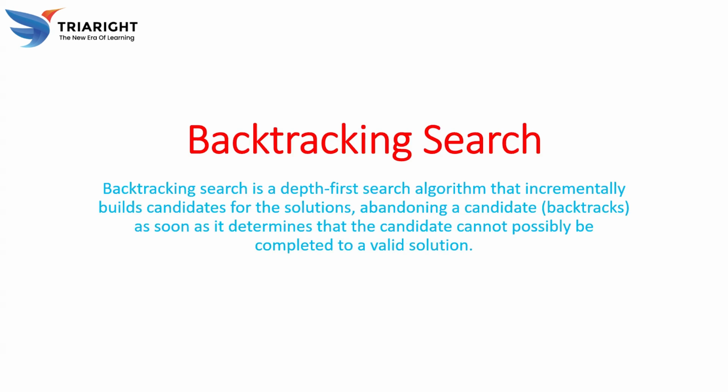Backtracking search is a fundamental algorithmic technique in artificial intelligence used for solving various problems, especially those that involve finding all or some solutions to problems. Mostly it is used in constraint satisfaction. It is often applied to constraint satisfaction problems, CSPs, planning problems, and games like that.